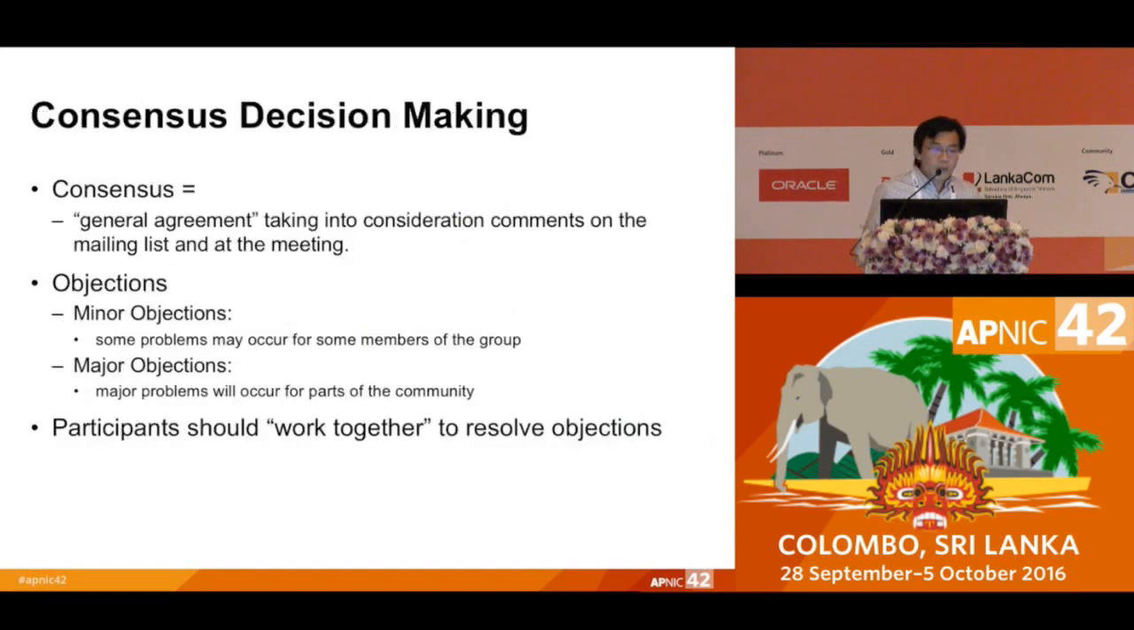Can you go to next? Yeah. Then when asking consensus, as I'm always saying, it's not a voting process. So it's a consensus. So it is a general agreement taking into consideration comments on the mailing list and at the meeting. Then even though there are some objections, chair will try to figure out whether it is minor objections or major objections. And if remaining objections are minor objections, chair may decide that proposal leads to consensus, even though there are still some minor objections. Also participants should work together to resolve objections. It is expected behavior for everybody.